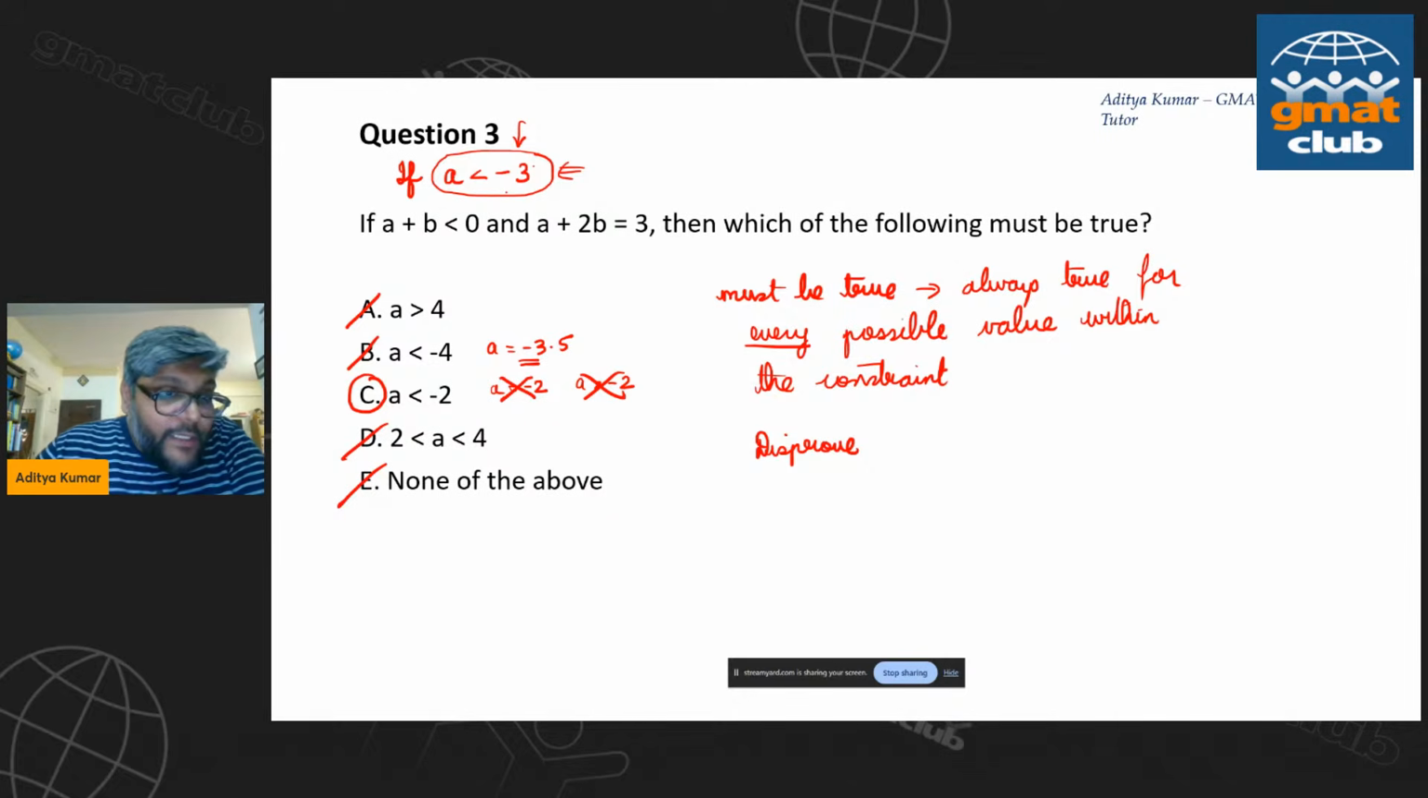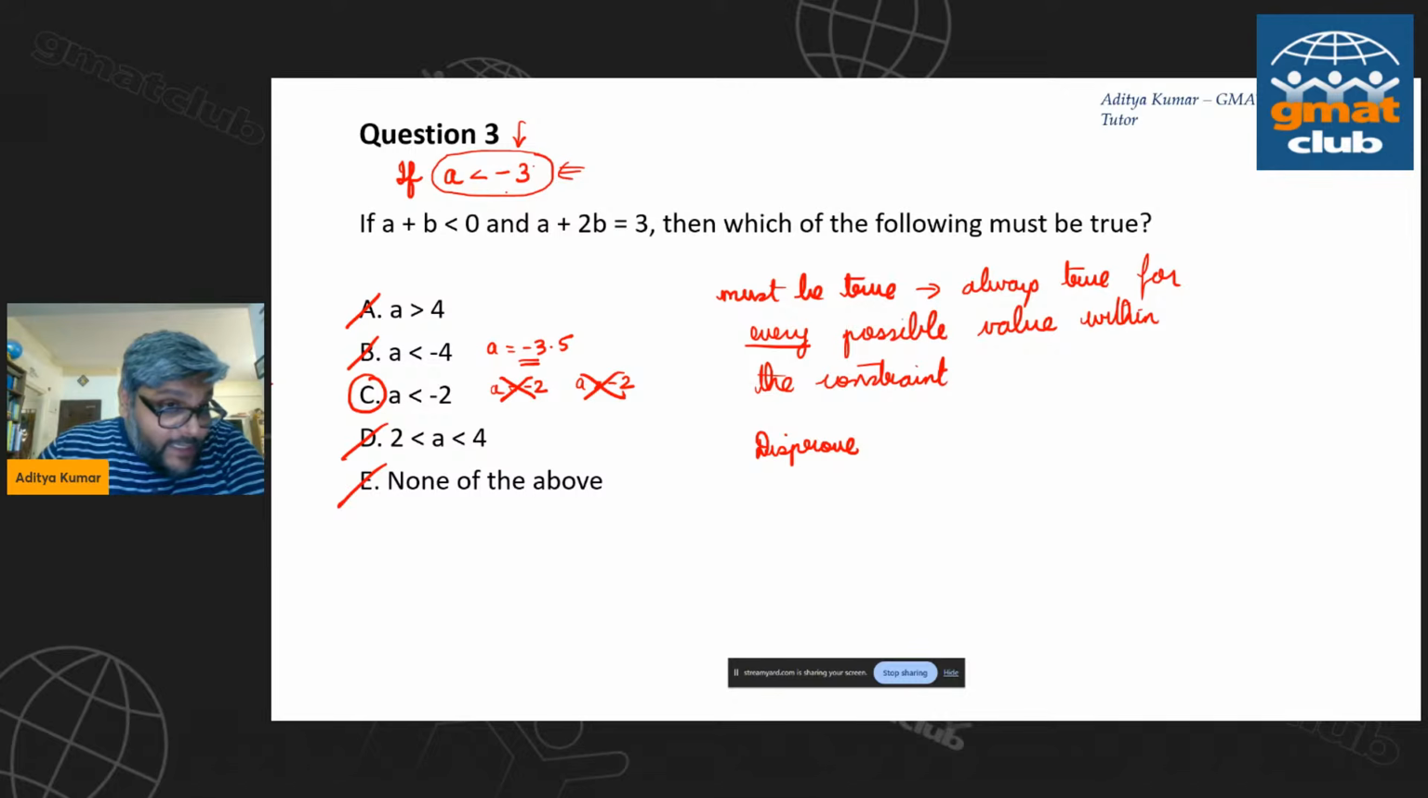The reason I didn't do that, Srivadas, is because think about it. I'll always work towards what my question is asking me, right? All the answer choices were giving me information about a. So I manipulated my equation to get a, because I saw that I had a in all of my possibilities. You can still solve for b and then substitute that to get a. That is also absolutely fine, right?